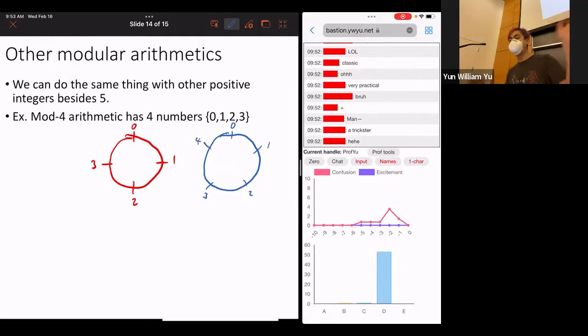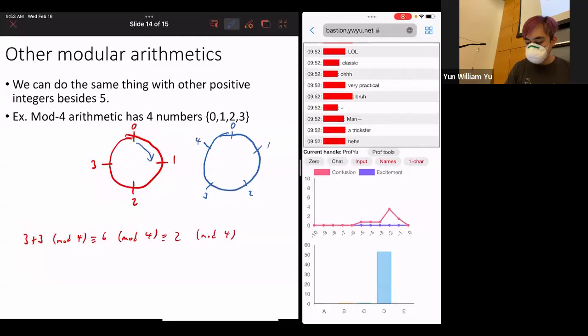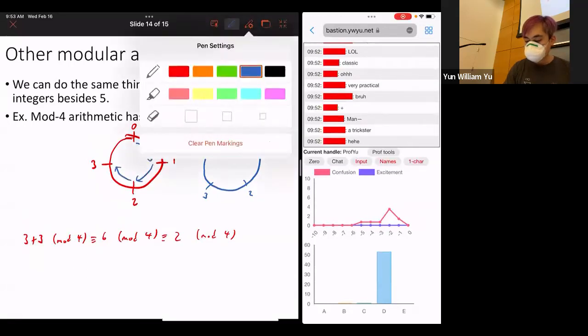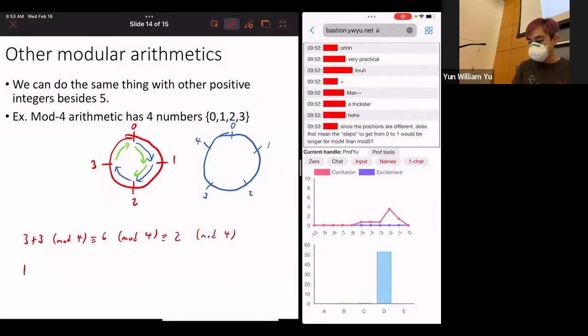So these are 2 different number circles, but we can do one for a 4, and then what do we get? So 3 plus 3 mod 4. Well, that's equivalent to 6 mod 4, and that's equivalent to 2 mod 4. Right? Because what we're doing is we're walking along. So 1, 2, 3, 4, 1, 2, 3, and you end up at 2. Or you can do things the other way as well.